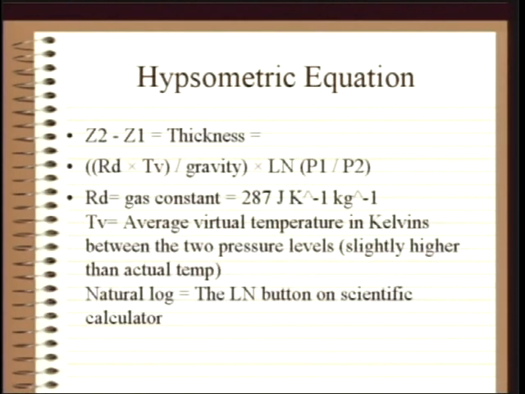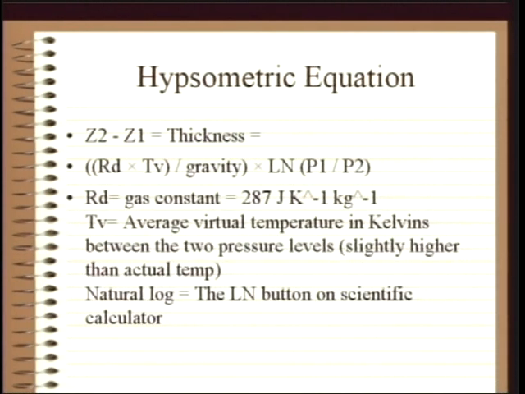Next, we'll look at the equation for the hypsometric equation. When you see a capital Z, that refers to thickness. So the Z2 minus Z1, that is a change in distance in the vertical, which is a thickness. And that is equal to RD, which is a constant, times TV, which is the virtual temperature, divided by gravity.